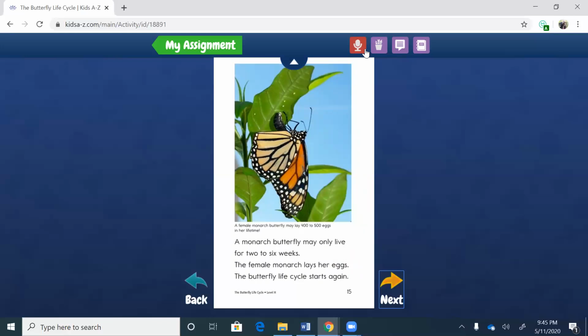Reading the caption, a female monarch butterfly may lay 400 to 500 eggs in her lifetime. A monarch butterfly may only live for 2 to 6 weeks. The female monarch lays her eggs. The butterfly life cycle starts again.